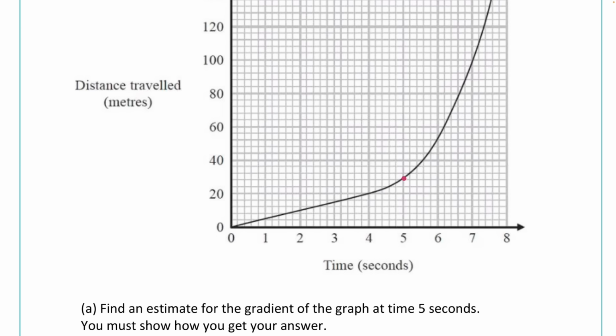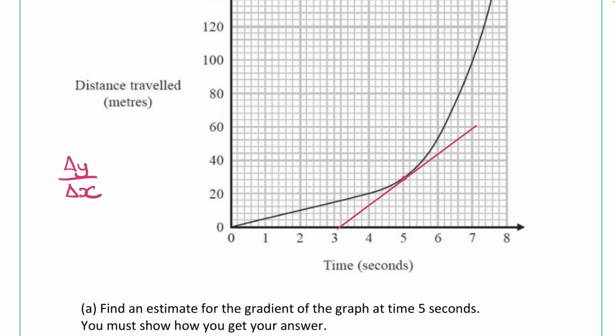So to work out the gradient, we have a formula which is rise over run, or the change in y divided by the change in x. Now to do that, we have to draw a very, very neat tangent, which isn't ideal for me on the screen. But what we would do is place a ruler on the inside of the curve until we can just see the dot above the ruler.